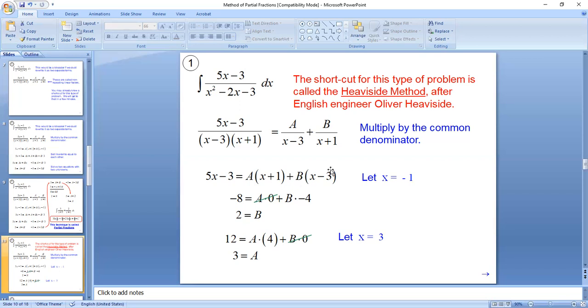Next thing is you think of another number that you will substitute to x here. That way, the other term will be the one that becomes 0. That number is 3. So if you multiply by 3 here, 15 minus 3, that's 12. 3 plus 1, that's 4a. This one will be 0. So a is equal to 3.